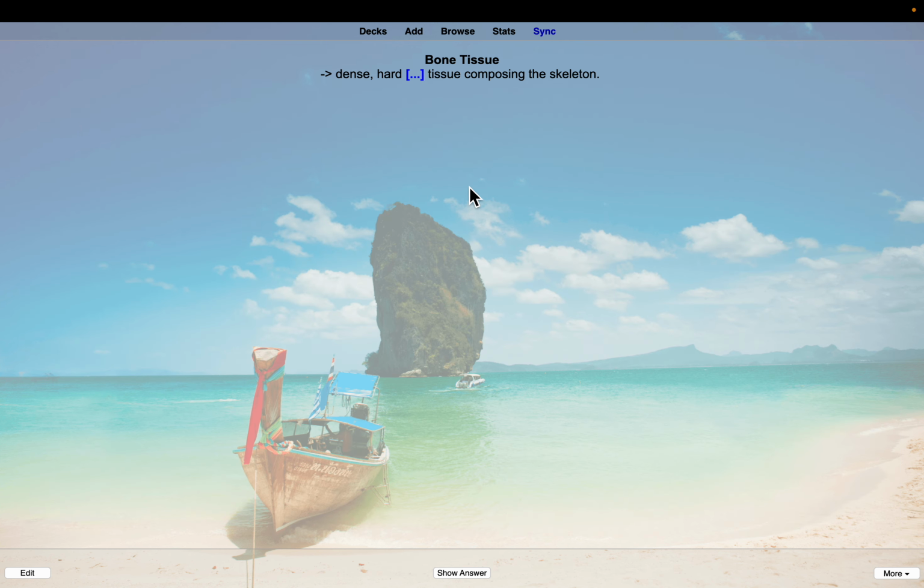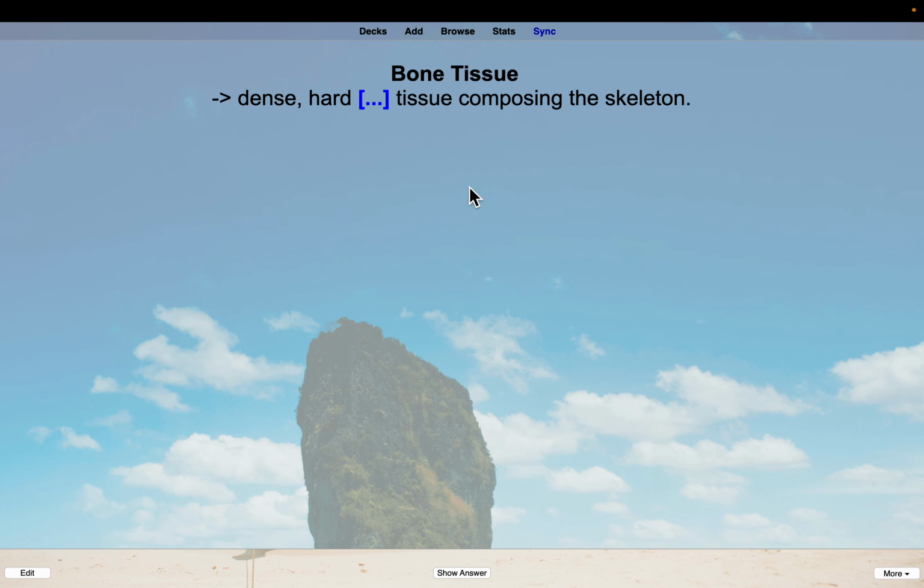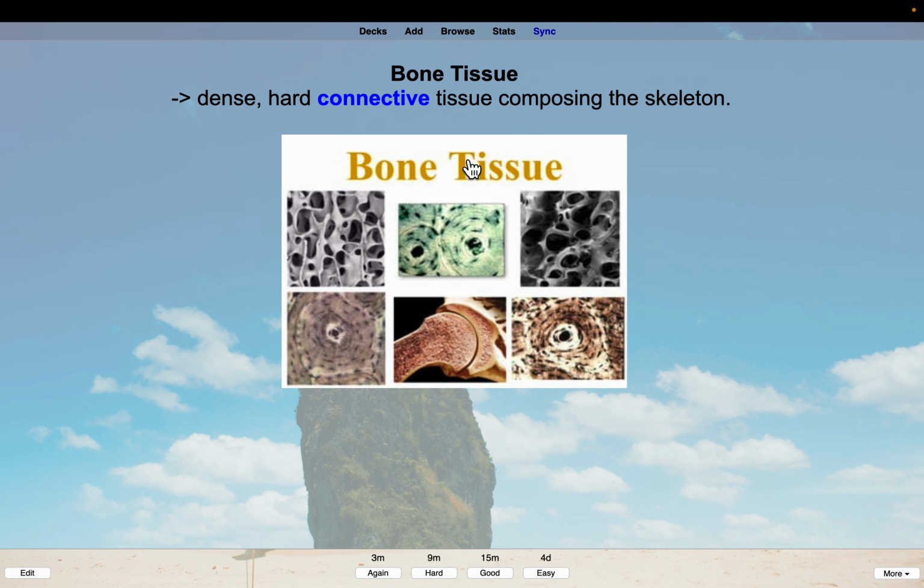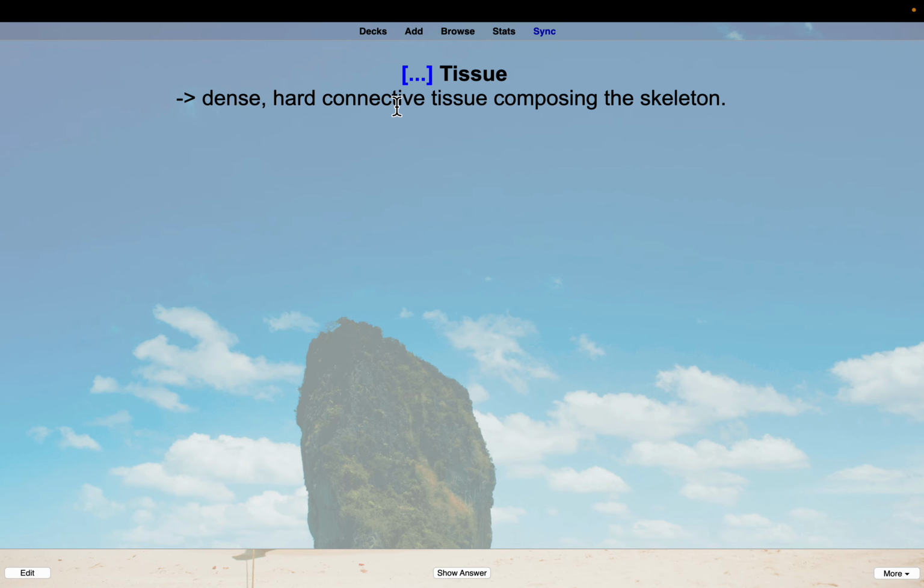Okay? Bone tissue. This is dense, hard, connective tissue composing the skeleton. So as long as it's bone, then it's connective. Bone tissue.